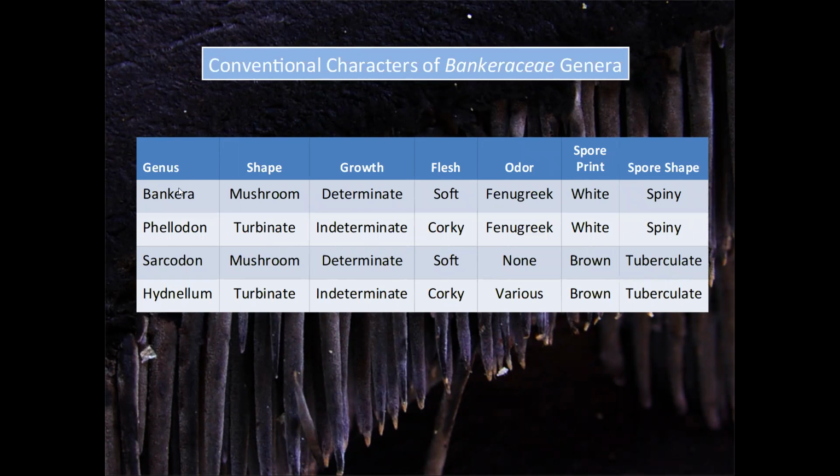First, the genus Bankera, there's only two species known. They look like mushrooms. They're soft. They have determinate growth. They look like a mushroom. They have white spores.